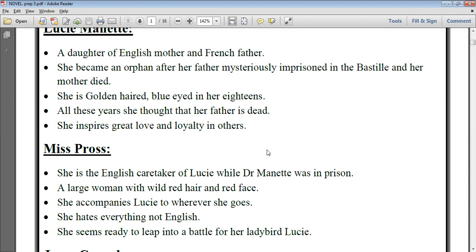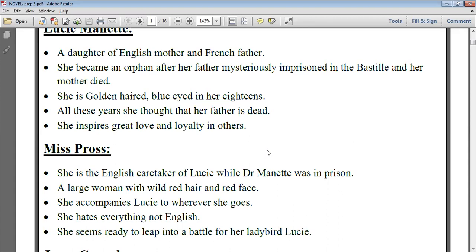She accompanies Lucie wherever she goes. She hates everything not English. Imagine this woman who hates everything not English. She seems ready to go into battle for her Ladybird, Lucie.